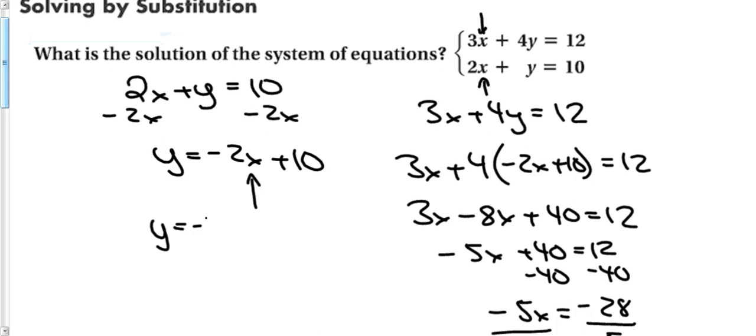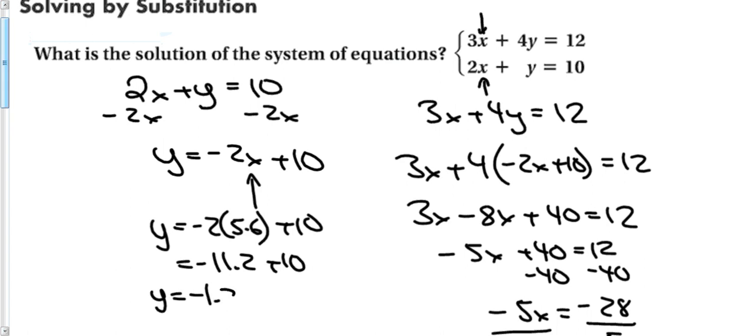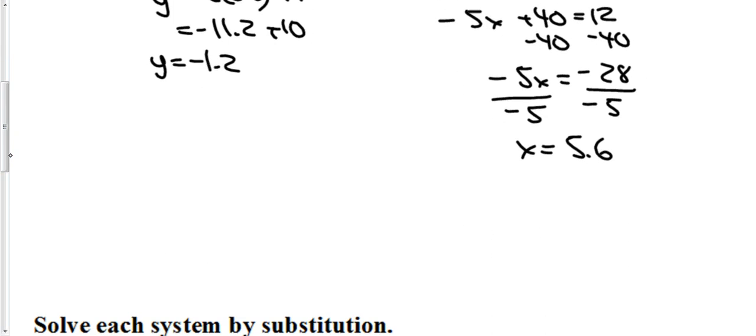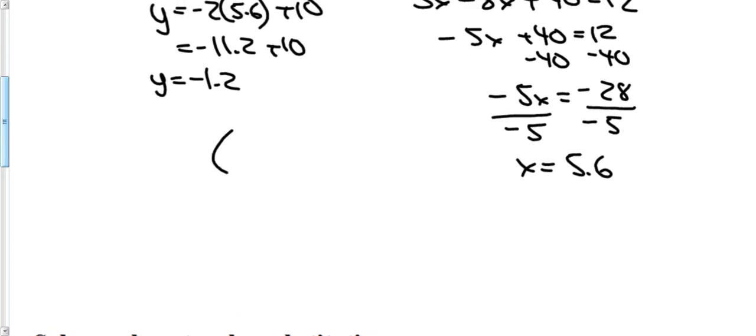So y is going to be equal to negative 2 times 5.6, which is what x is equal to, plus 10. So that gives me negative 11.2 plus 10. So y is going to be equal to negative 1.2. To finish up, I want to write my answer as a point. So we have 5.6 comma negative 1.2. And that is the point where these two lines intersect. And that was solving an equation using substitution.